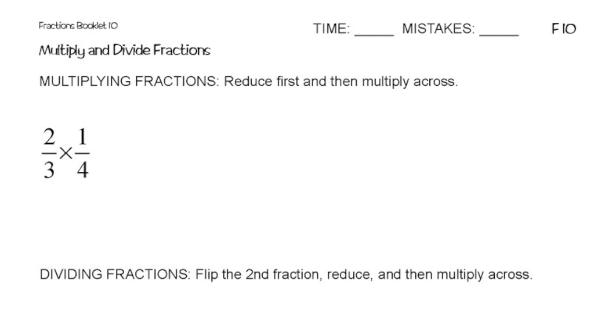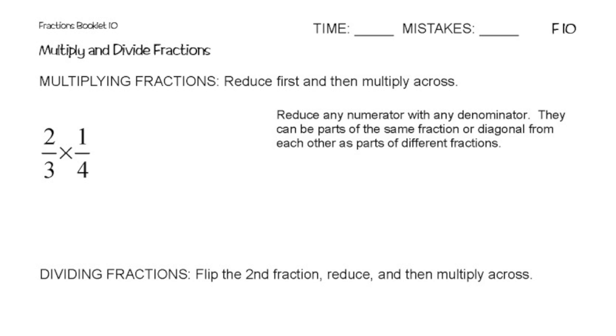The first thing I need to do is, with multiplying and dividing fractions, there are no common denominators anymore. That's the biggest mistake I see, people try to get common denominators for multiplying and dividing fractions, and you don't need to do it. All you have to do is reduce any numerator with any denominator. They can be parts of the same fraction or diagonal from each other, parts of different fractions. And I'm going to show you how that works.